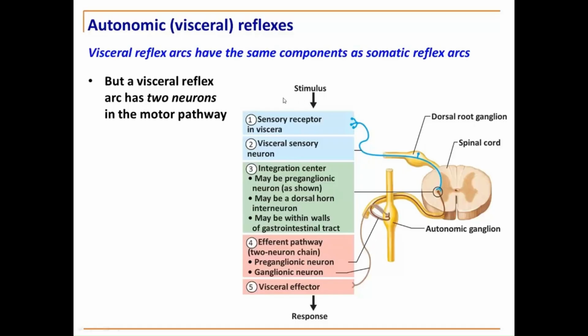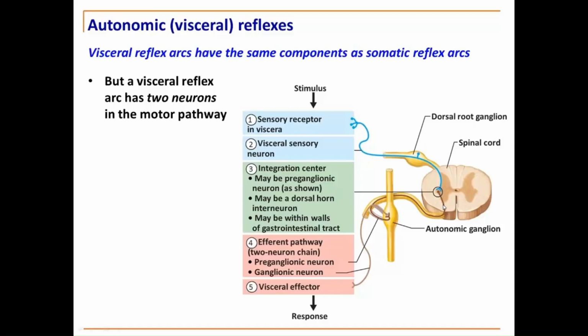A stimulus comes in. You therefore get a sensory receptor in the viscera. This then comes in through the dorsal root, so through the back, dorsal root ganglion, synapses in the spinal cord, and then you've got your visceral sensory neuron, comes into your integration center, okay? Maybe a preganglionic neuron, which is what is actually shown, maybe a dorsal horn interneuron, because you often get interneurons between the two, and it may be within the walls of the GI tract, because the GI tract has its own specific enteric nervous system, so it's got its own nervous system, but it does engage with the central nervous system as well. And so then you get the efferent pathway coming out.